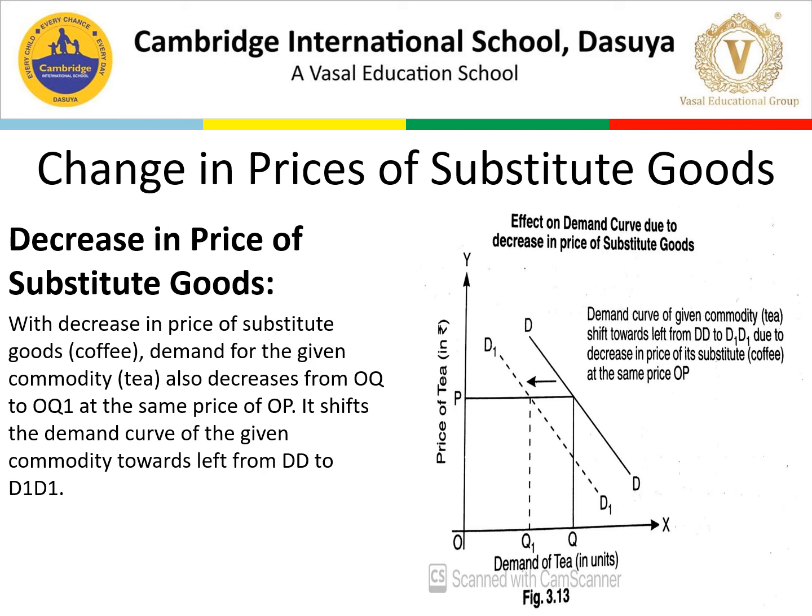Change in price of substitute goods: decrease in price of substitute goods, the opposite of the last topic. With the decrease in the price of coffee, what happened? Demand for the given commodity, tea, whose price remains the same, also decreases from OQ to OQ1 at the same price OP, and it shifts the demand curve of the given commodity towards the left from DD to D1D1.